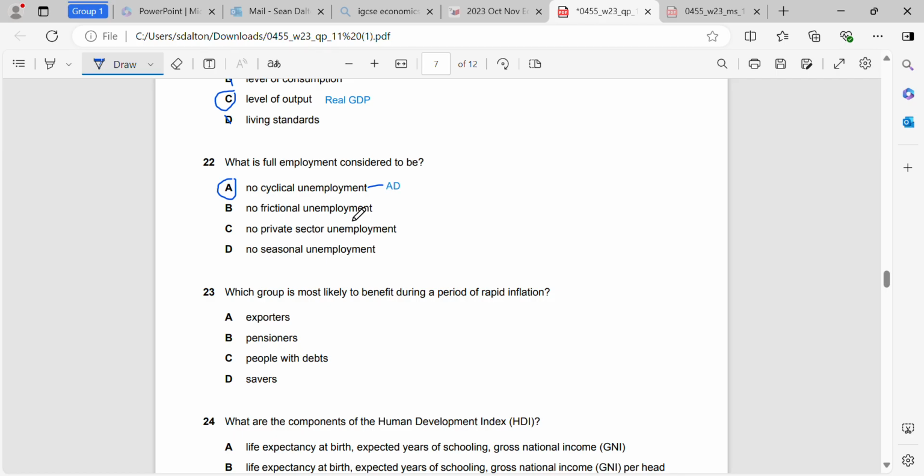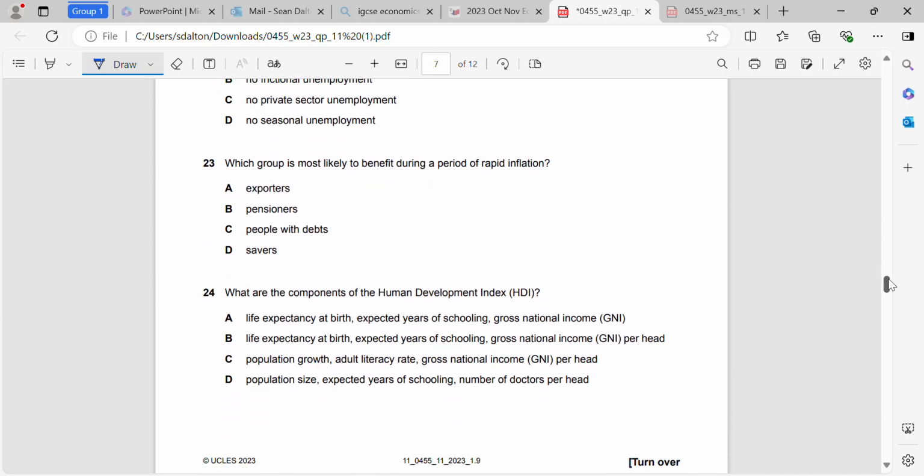Frictional may happen as people move from jobs to jobs, or you get people like actors, etc., who are waiting for long periods between jobs, technically unemployed. Seasonal unemployment will also happen in tourist industries, etc. But cyclical is relating to a decrease or a shift to the left in AD, which would mean that we would not be at full employment because it would be affecting the whole economy, not just a set of individuals.